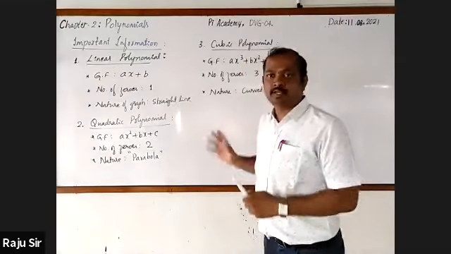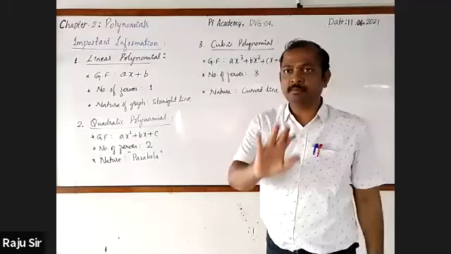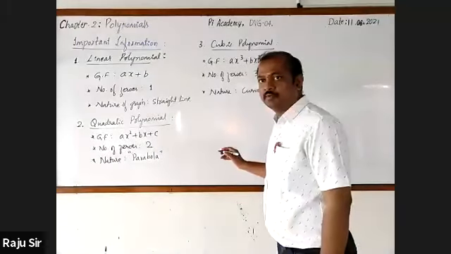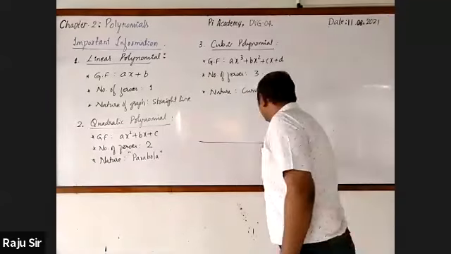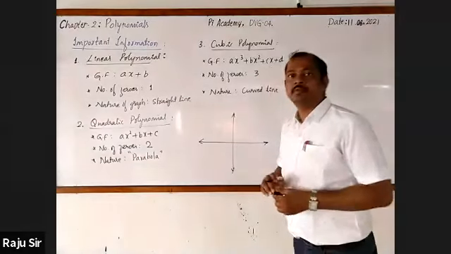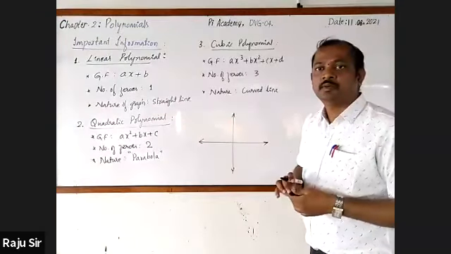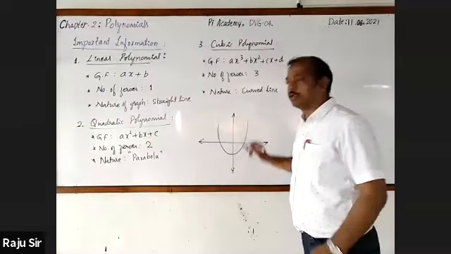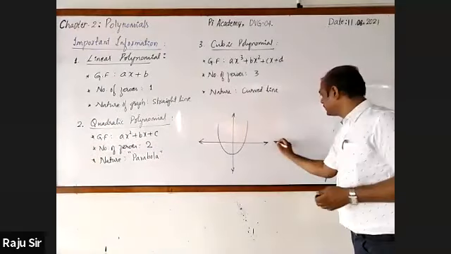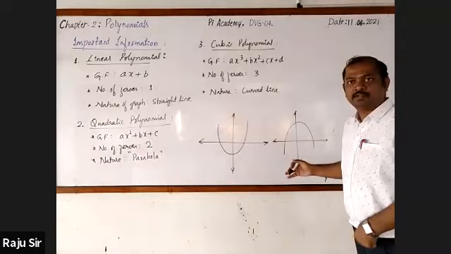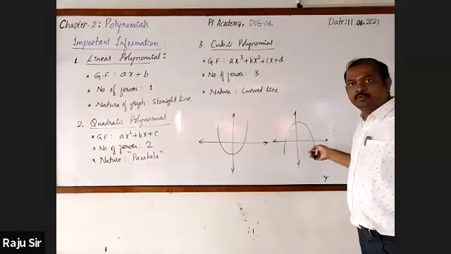Now we have more information regarding quadratic polynomial. Just look at it. This time, please don't write anything. Look here. Dear students, you all know the nature of the graph of a quadratic polynomial is a parabola. I have shown that parabola like this. You may be thinking that the parabola may also come like this. It looks like an upright U, and this is an inverted U.